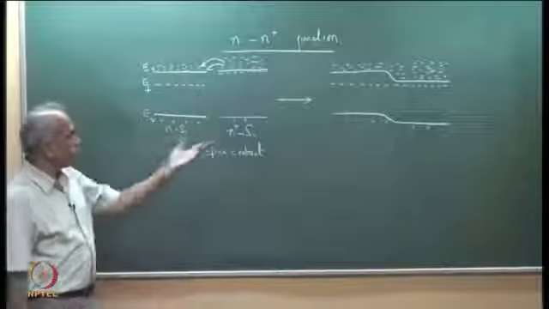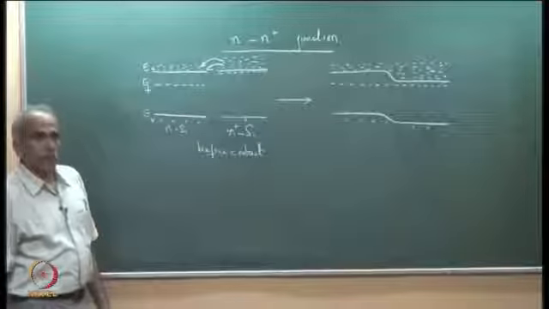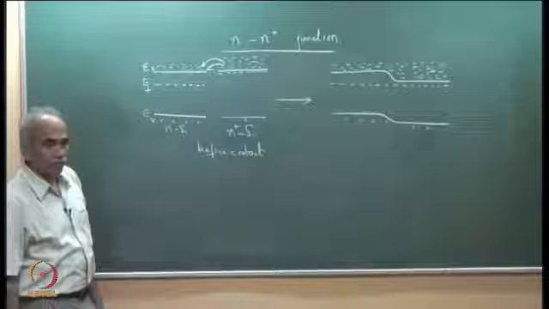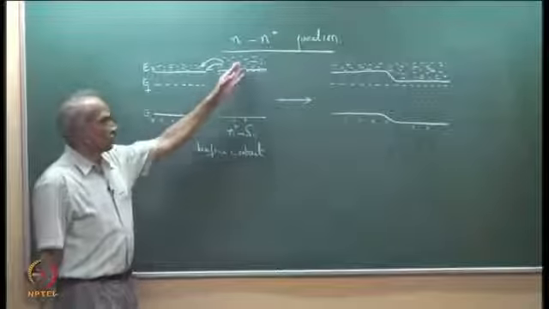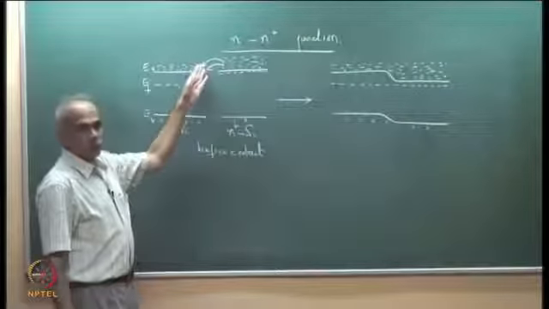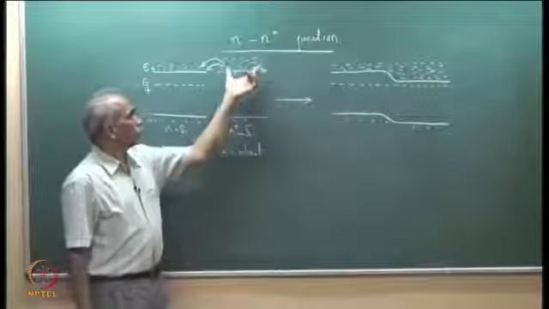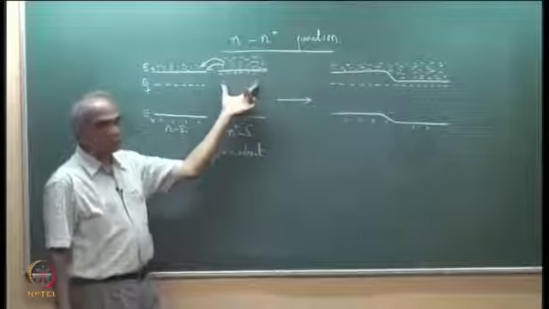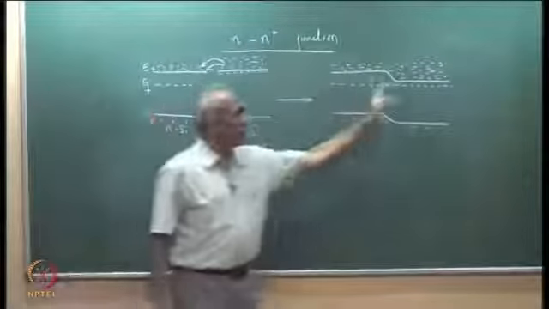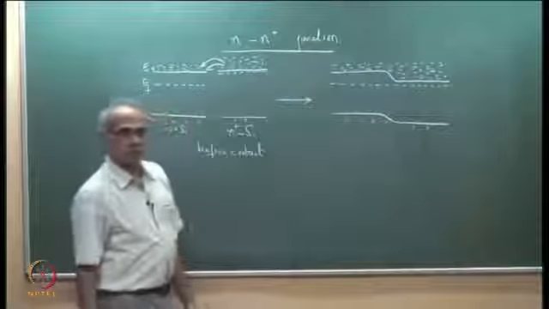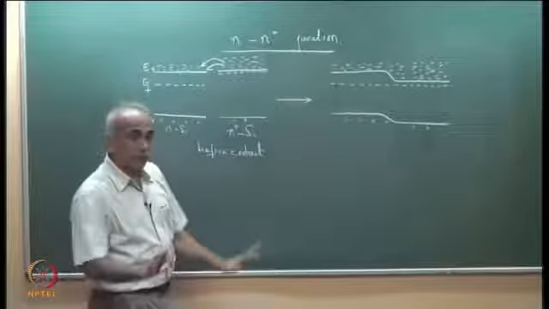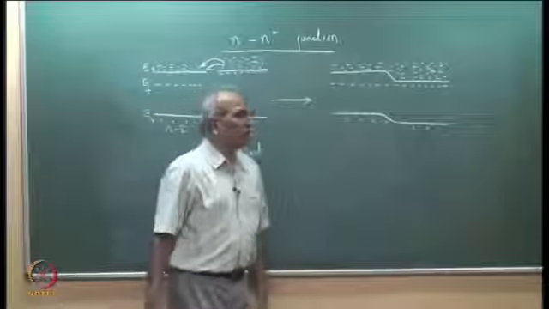So this is the N plus contact, energy band diagram of the N plus contact. Some electrons have flown here because of carrier concentration difference, which has brought down the band here, and you have very easy to imagine in terms of water.